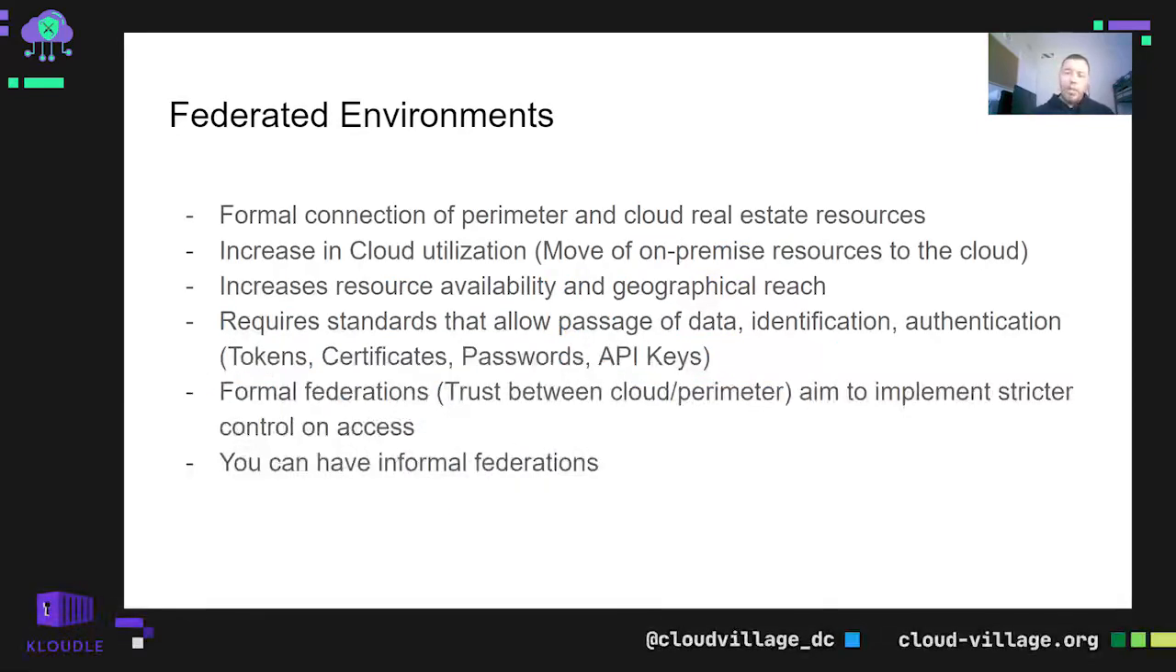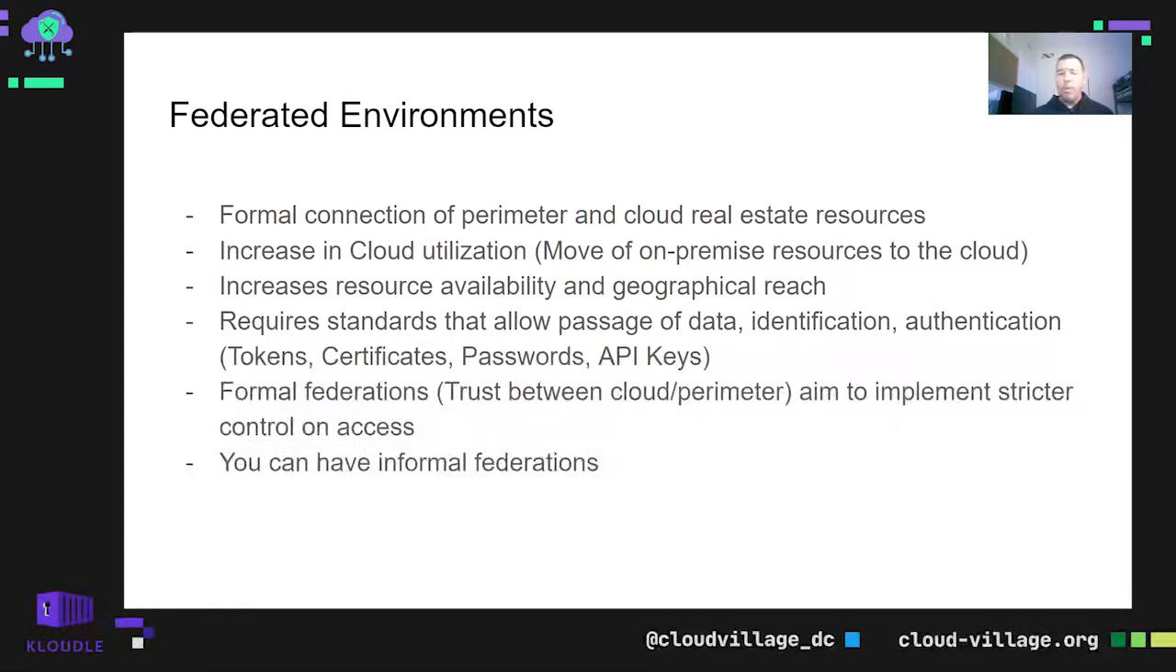So let's look at some key points on federated environments, since we're going to be talking about abuse of cloud-connected federated environments. Things that we need to look at are, for example, formal connections of perimeter and cloud real estate resources, what I call the converged perimeter. They help. To bring it up in a way of why we're looking at federated environments and why they are important? Well, they allow the increase of cloud utilization.